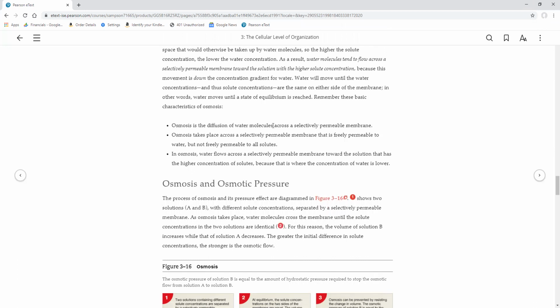Osmosis is the diffusion of water molecules across the SPM. Osmosis takes place across the SPM that is freely permeable to water, but not to the solutes. In osmosis, water flows across the SPM toward the solution that has the higher concentration of solutes, because that is where the concentration of water is lower.